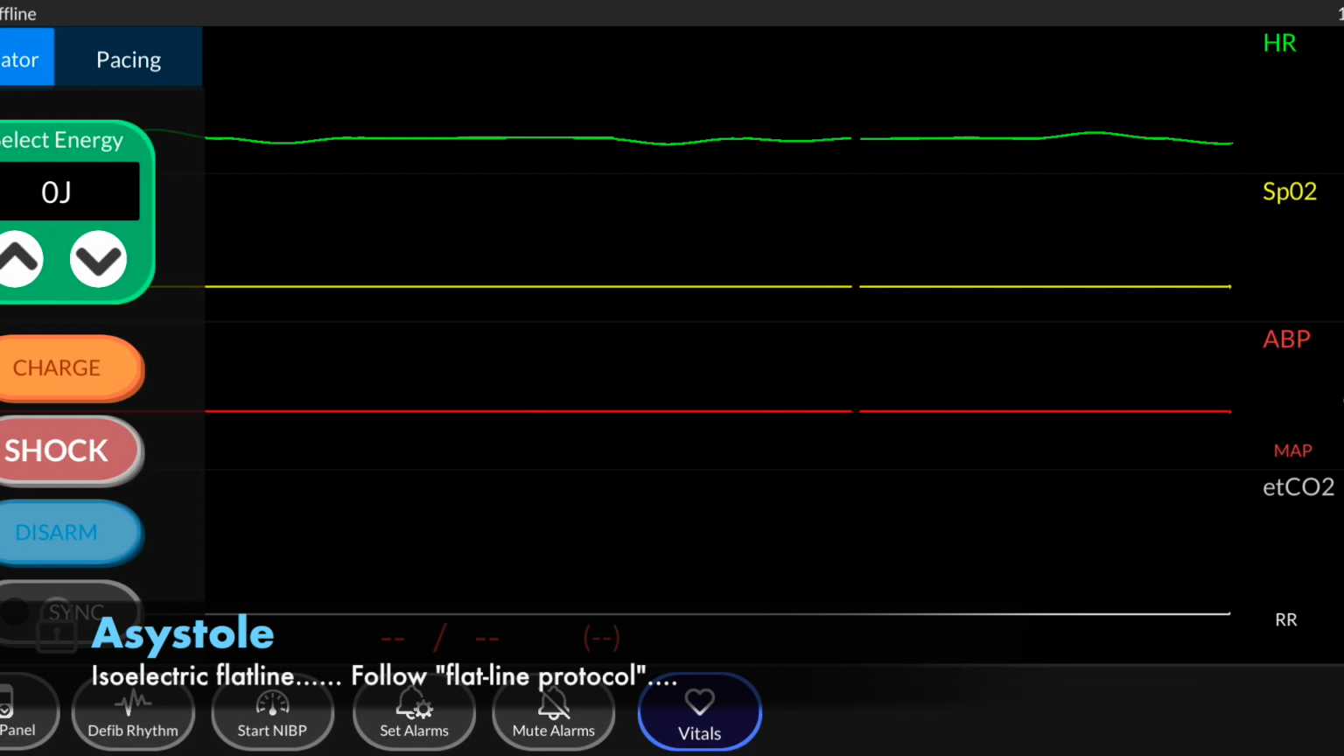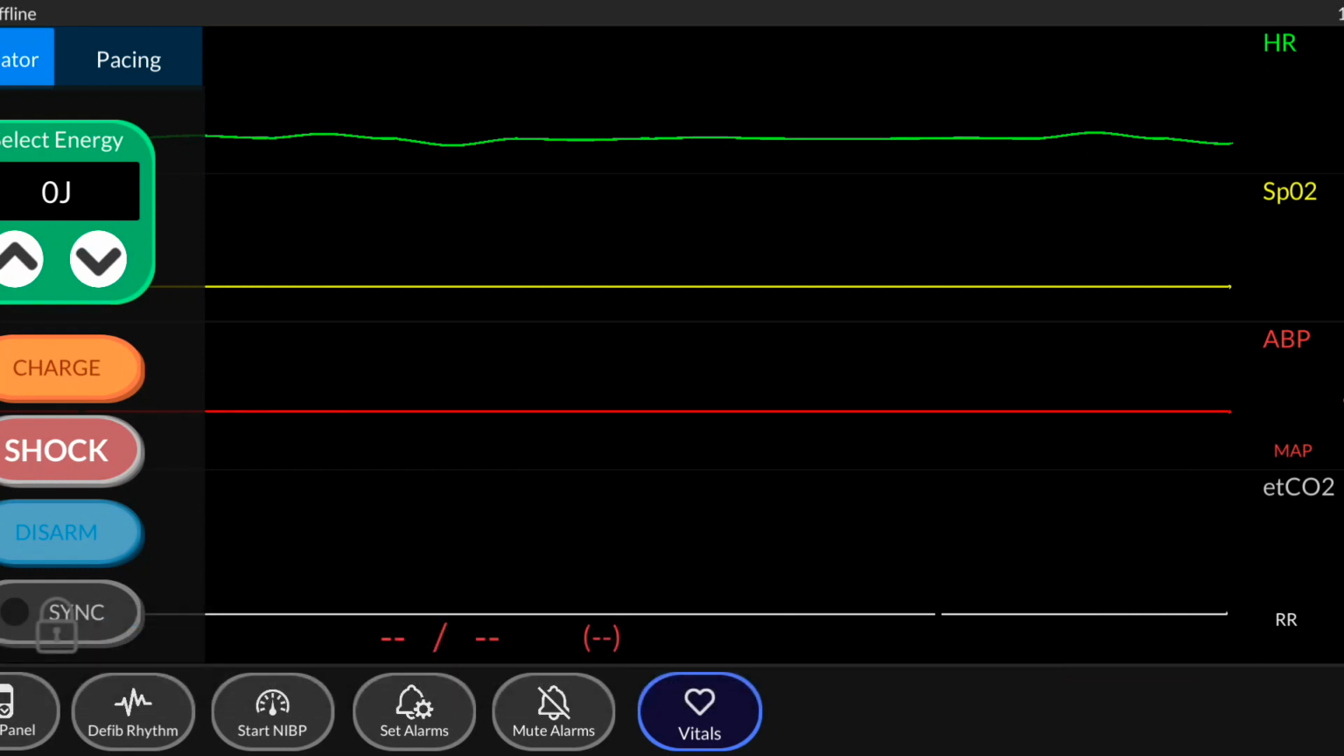Coming to non-shockable rhythms, first asystole. An isoelectric flat line is interpreted as asystole. However, follow the flat line protocol to look for loose or disconnected leads, loss of power to the ECG monitor, and low signal gain on the monitor. Eliminate a possible diagnosis of fine VF by checking two leads perpendicular to each other.